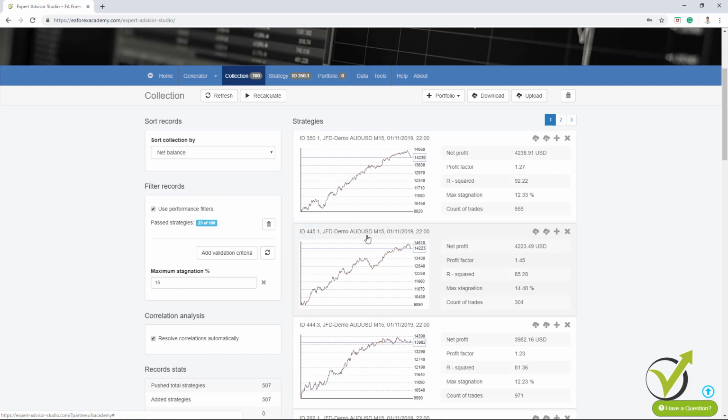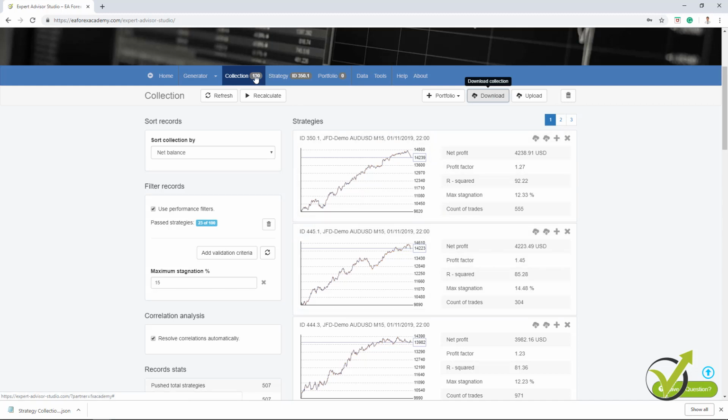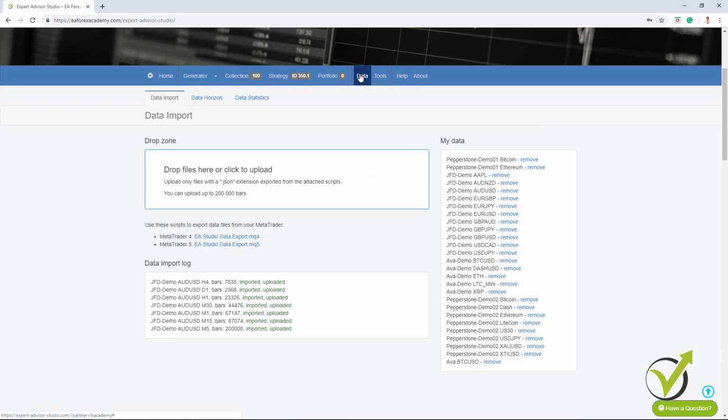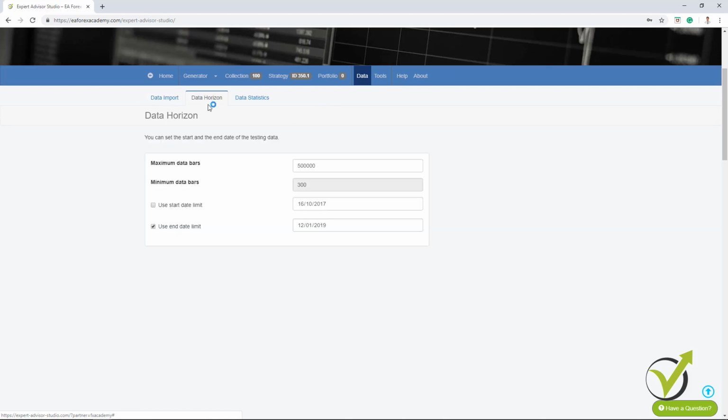Now, having this collection, first of all, I will download it, because every time when I use the generator, I download the collections. This way I'm not losing my work and my time for running the generator. And I will go to tools and I will go to data, and then I will go to data horizon, and here I will remove this tick, the use end date limit.